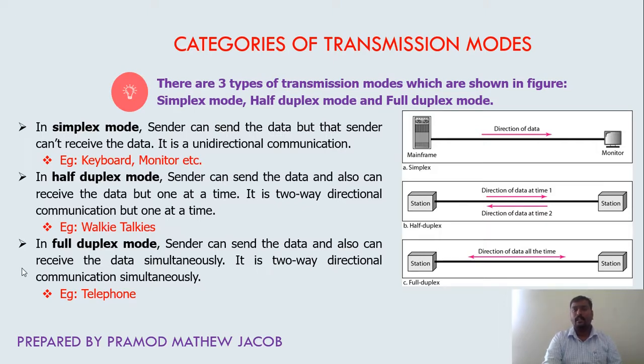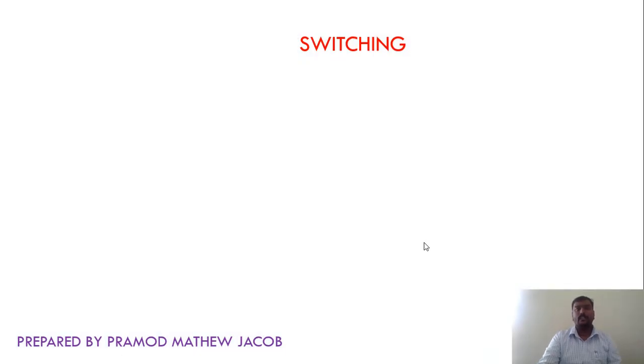The third one is full duplex mode. Here the sender and receiver can send and receive data. Here both the stations can send and receive data simultaneously. Next, let's see switching in computer networks.